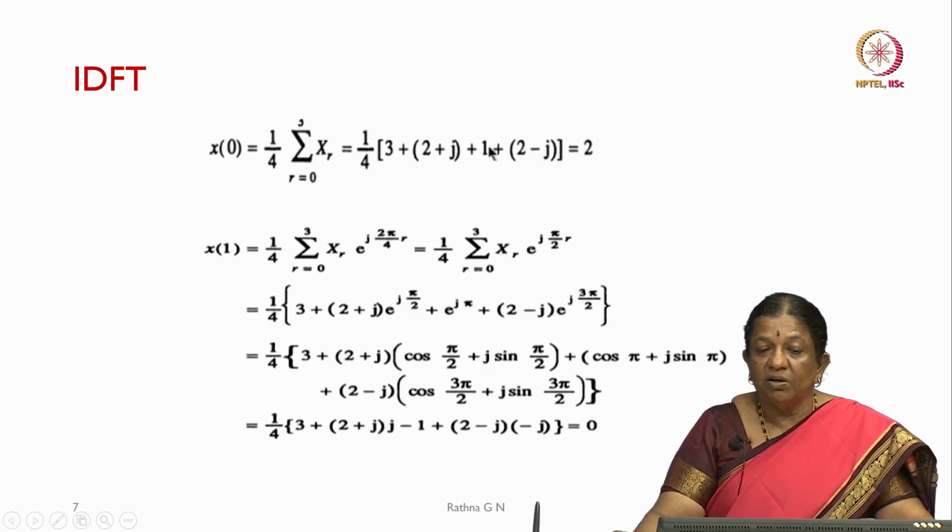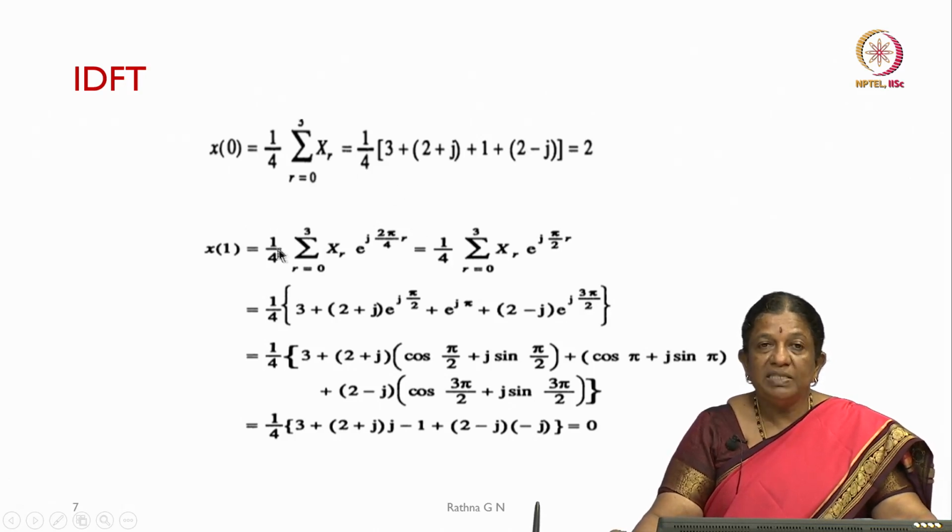So, 4 plus 4 is 8, and 8 by 4 is nothing but 2. The +j and -j are getting cancelled in this case. Now we will see x of 1. This is 1 by 4 summation r equal to 0 to 3 of x of r e power j 3 pi by 4 into r.